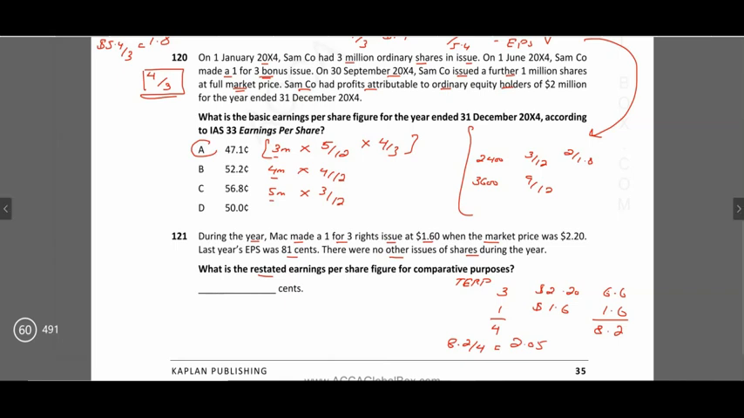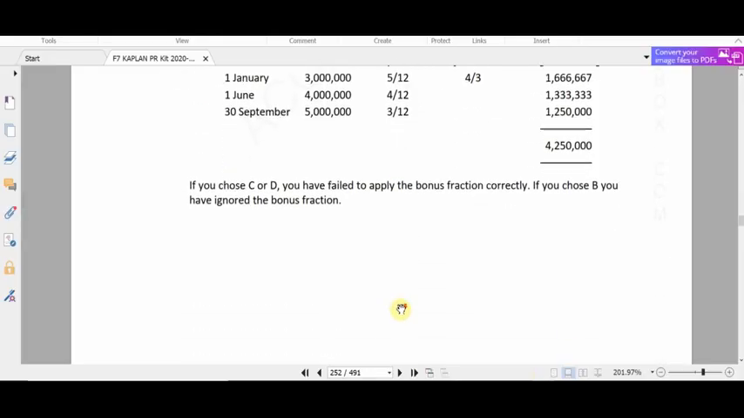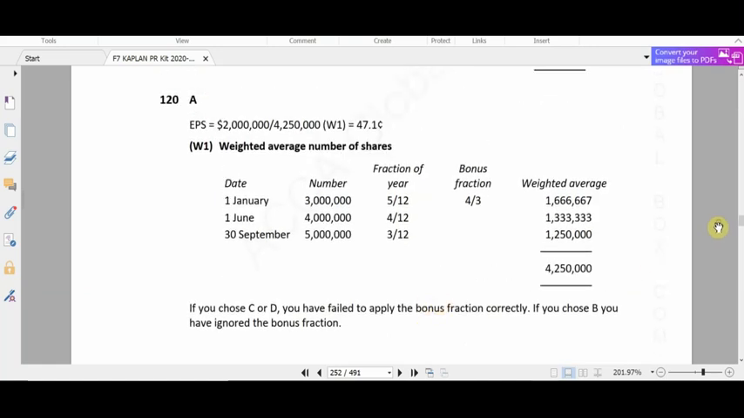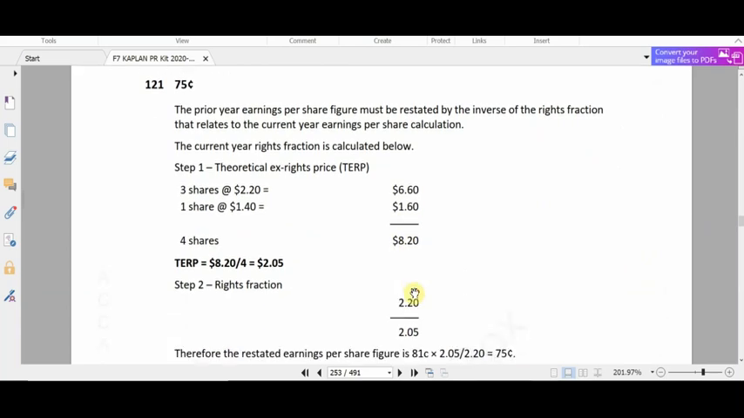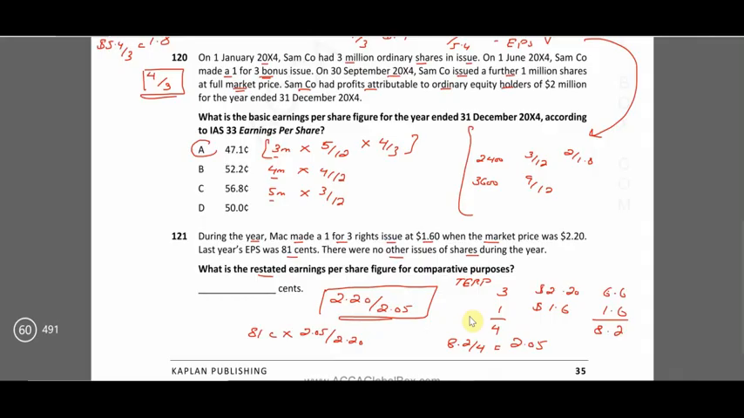Now the fraction is easy. Price before rights issue 2.20 divided by price after rights issue 2.05. Now in order to calculate the restated EPS, we need to reverse the fraction. So take the previous year EPS, which is 81 cents, multiply it by the reverse fraction. So 2.05 divided by 2.20. So we can just directly go to the answer to see what it is. Okay, so we have it on the next page. So yes, multiplying it by the reverse fraction, 81 cents multiplied by 2.05 divided by 2.20, we get 75 cents, which is the answer.